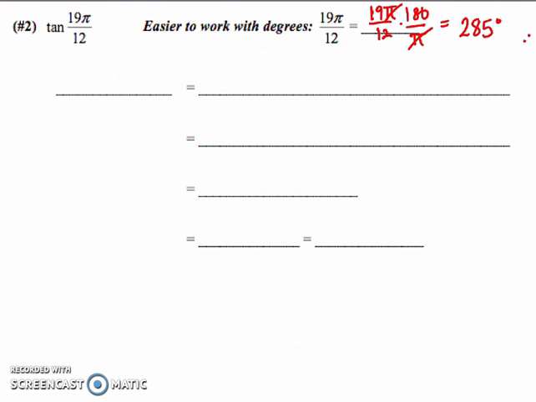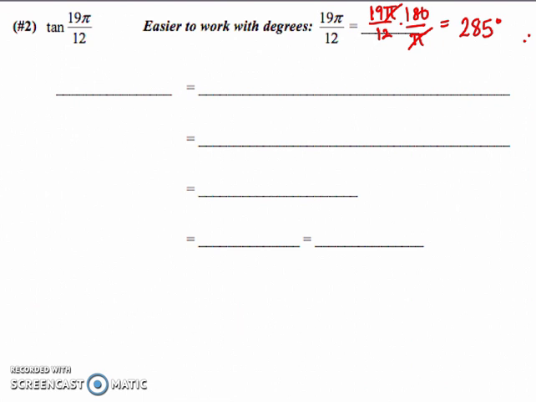So now my job is to find two angles that either add to make 285 or subtract to make 285. Honestly, it does not matter. It's going to work either way. But if we find two angles that add to make 285, we're going to be using our tangent addition formula. If we find two angles that subtract to make 285, we're going to be using our tangent subtraction formula. But obviously, other than that, it makes no difference.